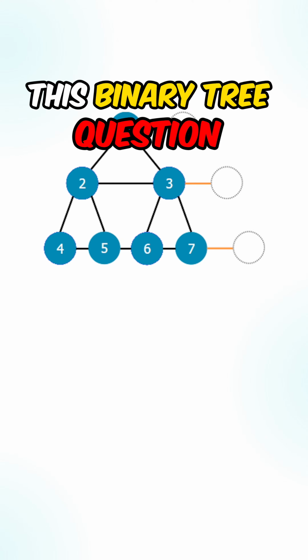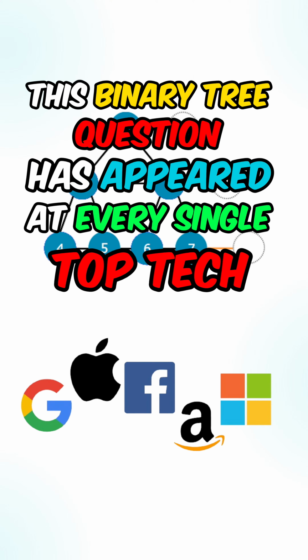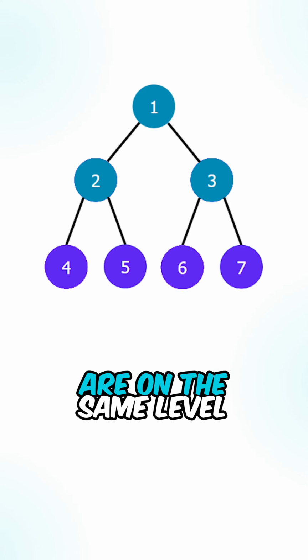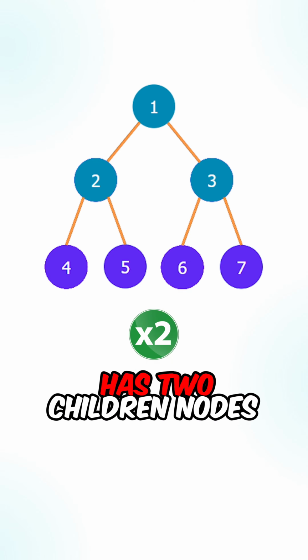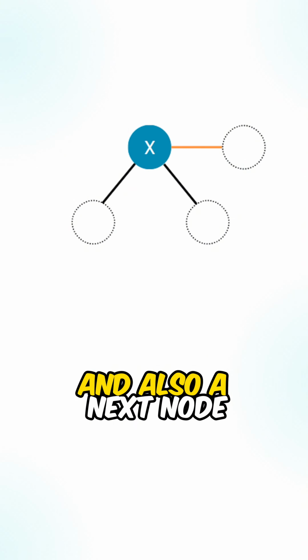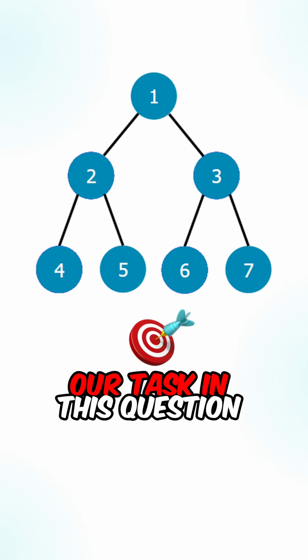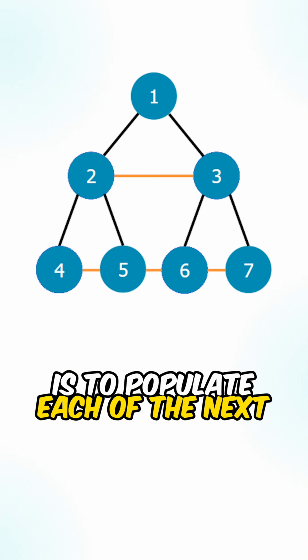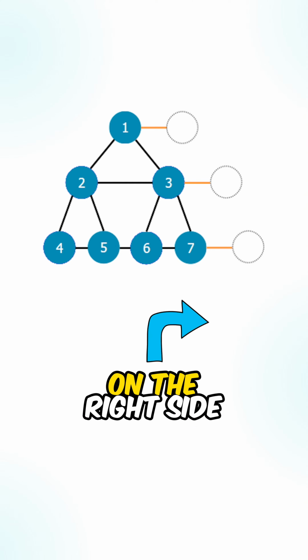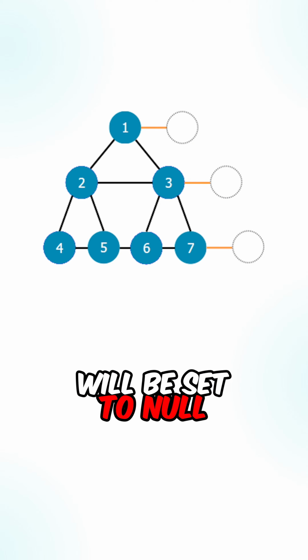This binary tree question has appeared at every single top tech company. So given a perfect binary tree where all the leaf nodes are on the same level and each parent node has 2 children nodes, the nodes in this binary tree can have 2 children nodes and also a next node. Our task in this question is to populate each of the next pointers to point to the next right node. Now if there are no nodes on the right side, the next pointer will be set to null.